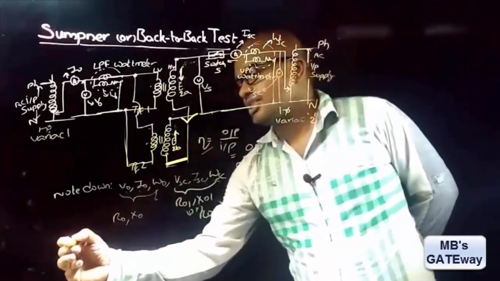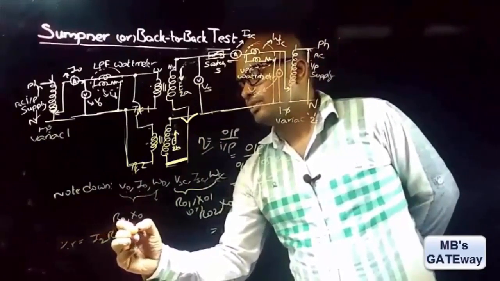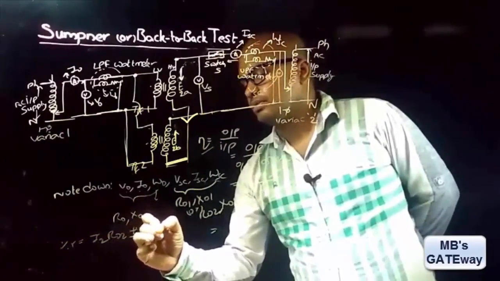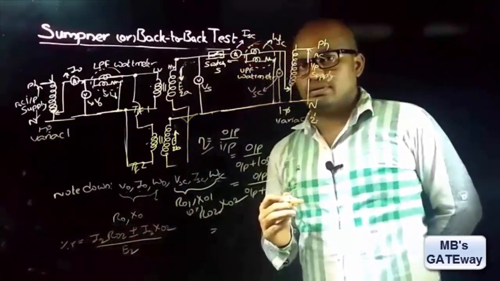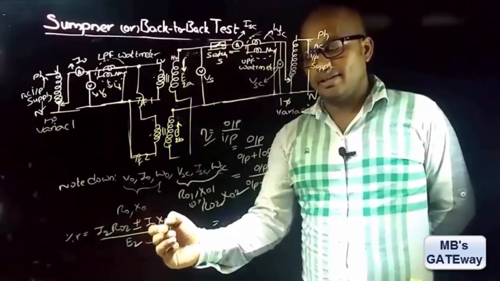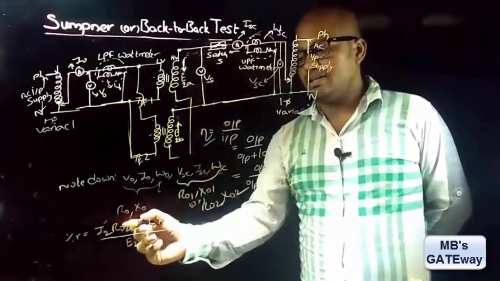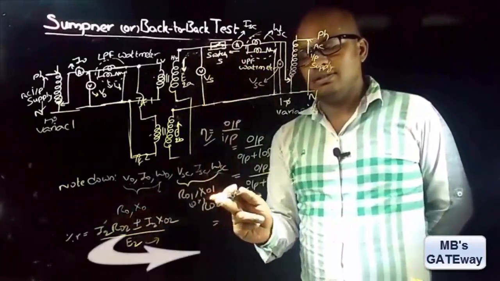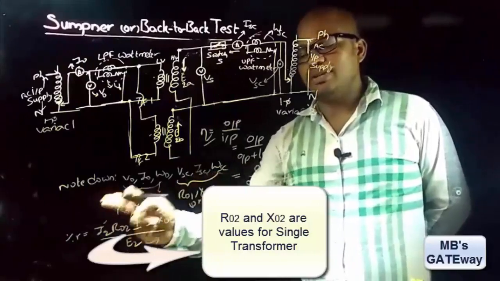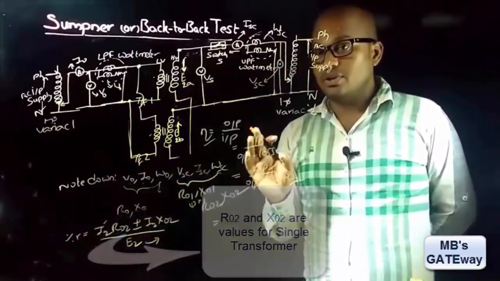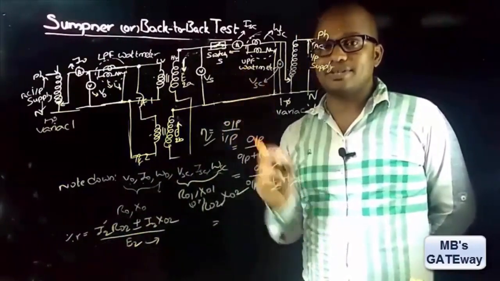And percentage regulation is equal to I2 R02 plus or minus I2 X02 by E2. E2 is the secondary side rated voltage and I2 is the ISC current and R02 and X02 are the series branch elements. And by placing these data values here, you can find the percentage regulation. So this is how the efficiency and percentage regulation of a transformer are found from Sumpner's test.